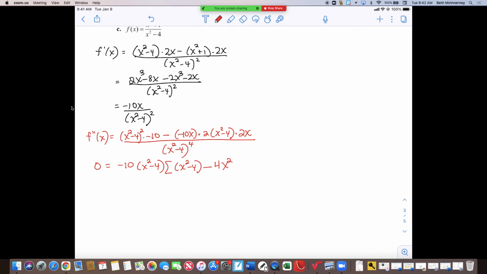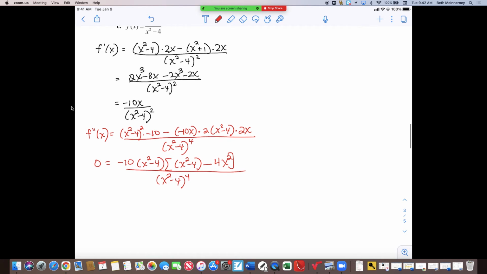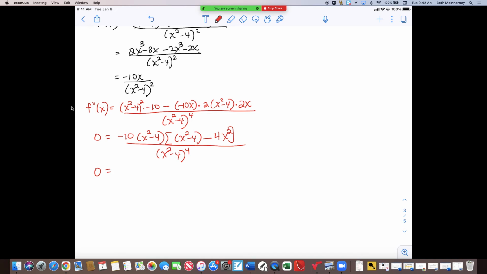Because I pulled the 10, right? Yeah, no, I'm good. Over the x squared minus 4 to the fourth. Then one of those, so I'm going to get negative 3x squared minus 4. Oh, beautiful. And then I can cancel one of the x squared minus 4s with this one. Okay, I'm going to cancel one of those. And then x squared minus 4x squared is the negative 3x squared, and I got minus 4.